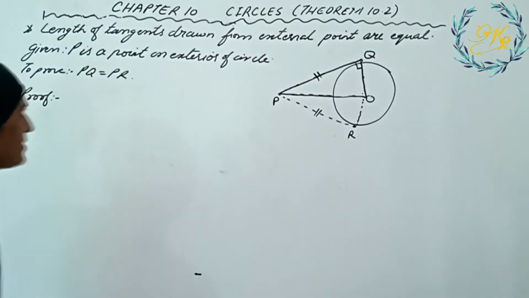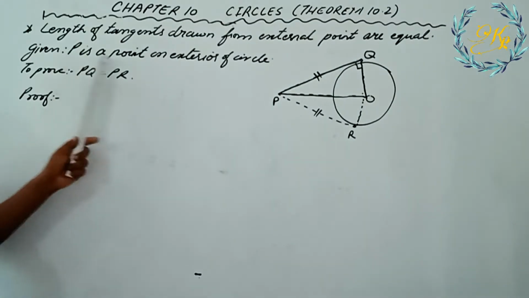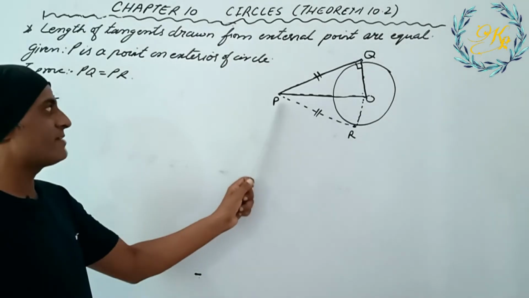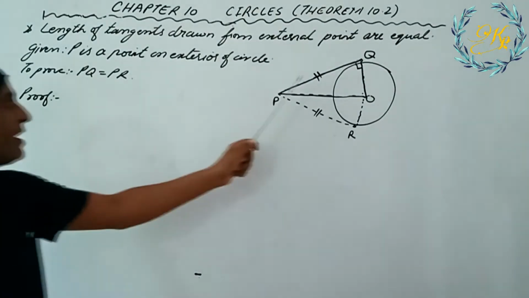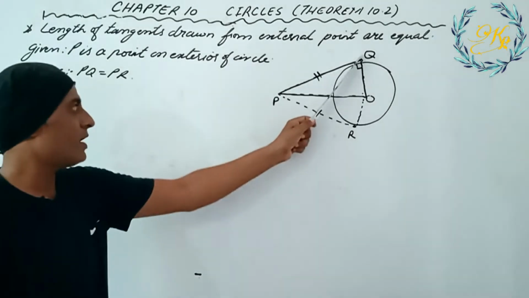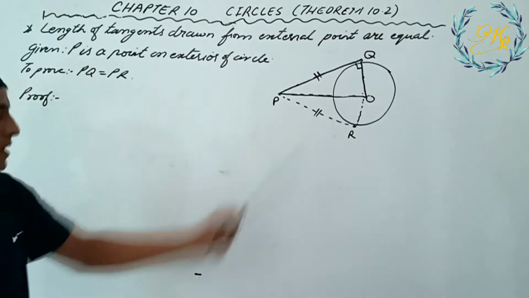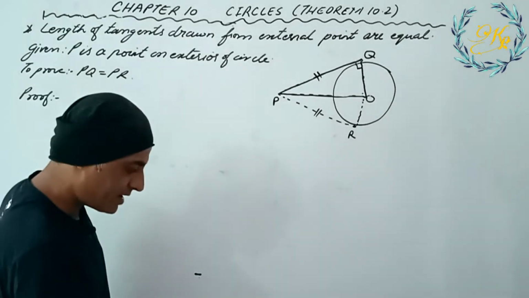Let's see what's given to us. We are given that P is a point on the exterior of the circle. As you can see here, outside the circle we have a point P, and we have to prove that the lengths of these tangents PQ and PR are equal. So let's begin the proof without wasting any time.